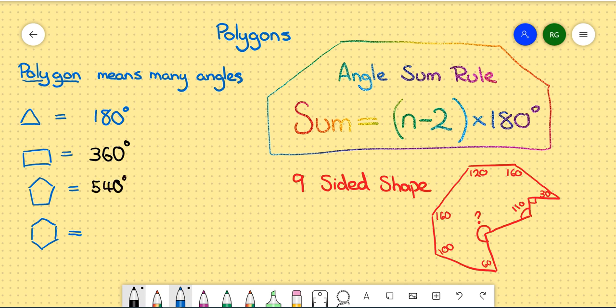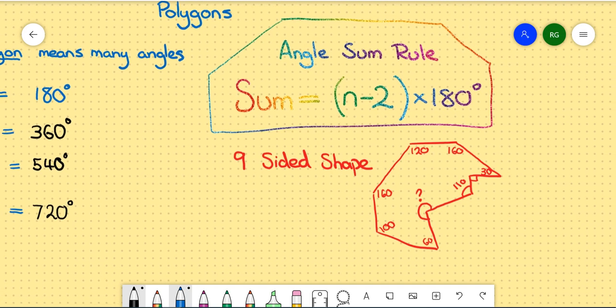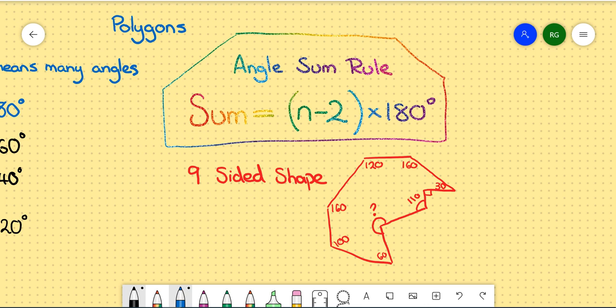The golden rule is every time you add a new angle, we're going to add 180 degrees. So a six-sided shape is 720, a seven-sided shape would be 900, and so on. Now, I'm not going to go into the reasons why that is the case. I'm sure there are other videos that will go through that, but here is our golden rule.